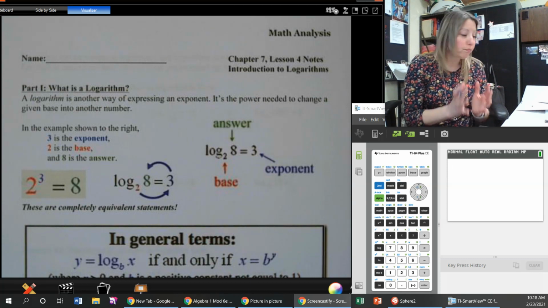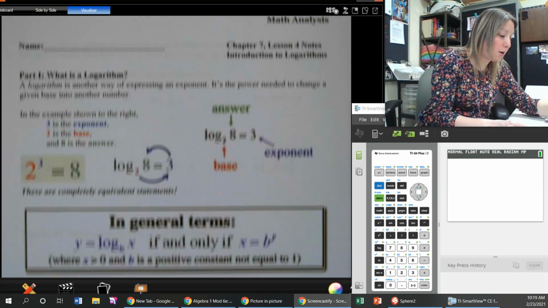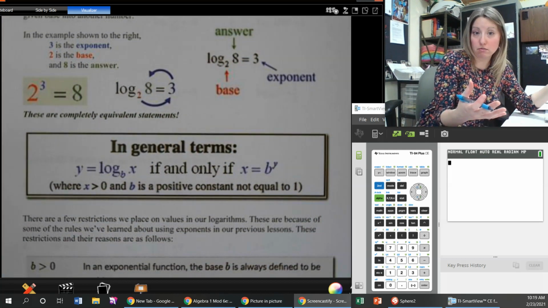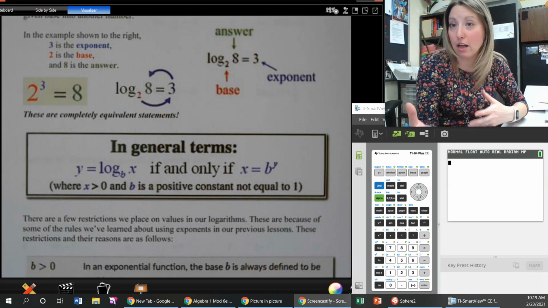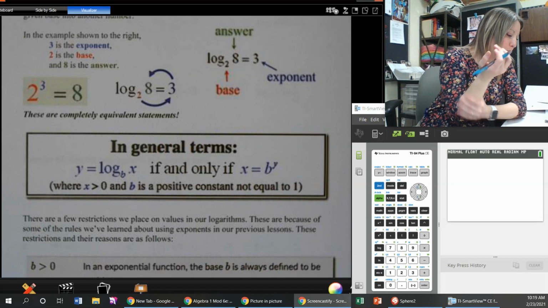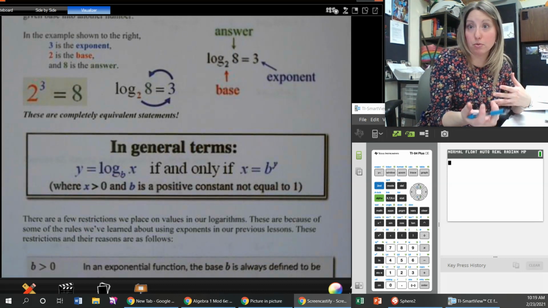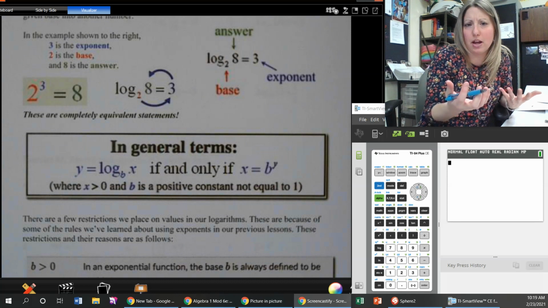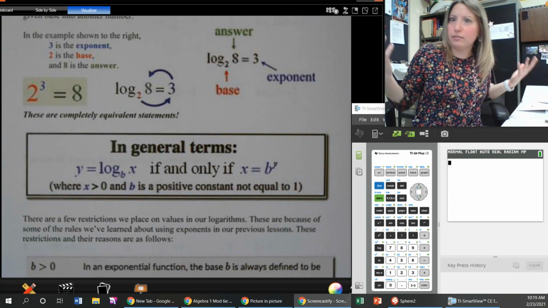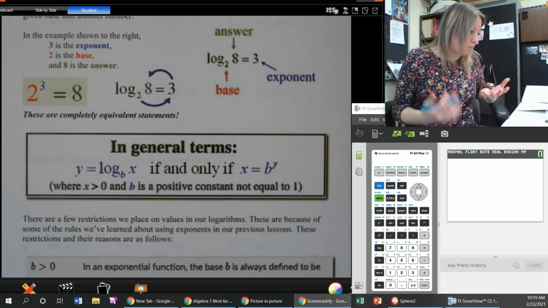Okay? Now, of course, we need to make sure that our value is a positive constant, right? So a number, a value. It's not our x. Okay? Or b, excuse me, is our positive constant, and again, not equal to 1 because that wouldn't make any sense. Log base 1, well, everything is itself then. That doesn't make sense. Everything is going to be 1 then.